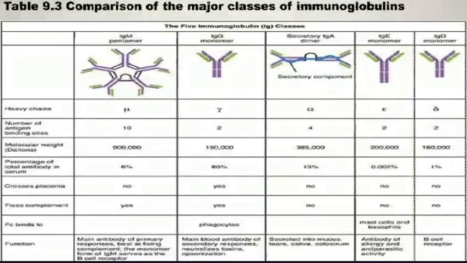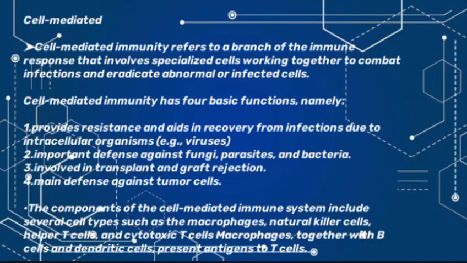Here is the comparison of the major classes of immunoglobulins. In conclusion, IgM is the primary response, fixes complement, and as a monomer serves as a B cell receptor. IgG is the main blood antibody, and it neutralizes toxins and performs opsonization. IgA is secreted into mucus, tears, and saliva. IgE is the antibody of allergy and anti-parasitic activity. And IgD is the B cell receptor.